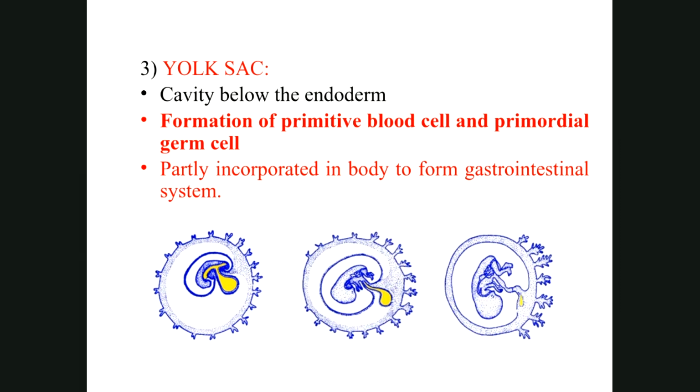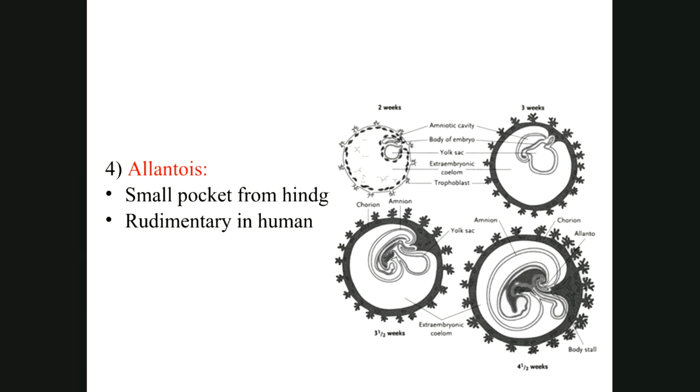So the importance of yolk sac is to know that it forms the primitive blood cells, and it forms the primitive germ cells. Germ cells means sperm and ovum. So this sperm and ovum start developing in the yolk sac, and later on go to the testis and ovary. So this is the importance of knowing the yolk sac, and it gives rise to part of the gastrointestinal system or GIT. Allantois in human is a small pocket, and it is rudimentary. Just for the sake of mentioning, it is one of the membranes, but it is rudimentary in human, and it's a small pocket.